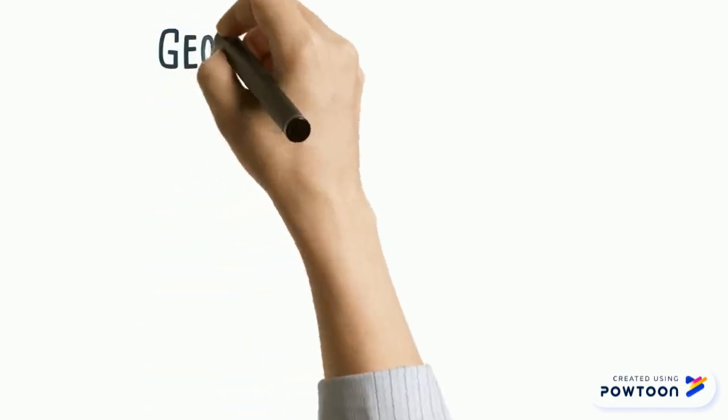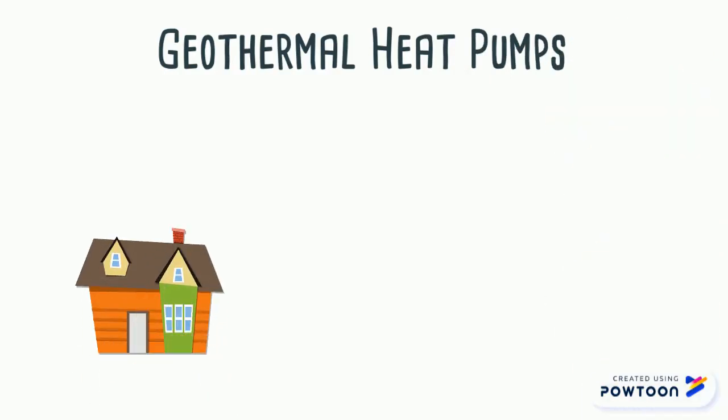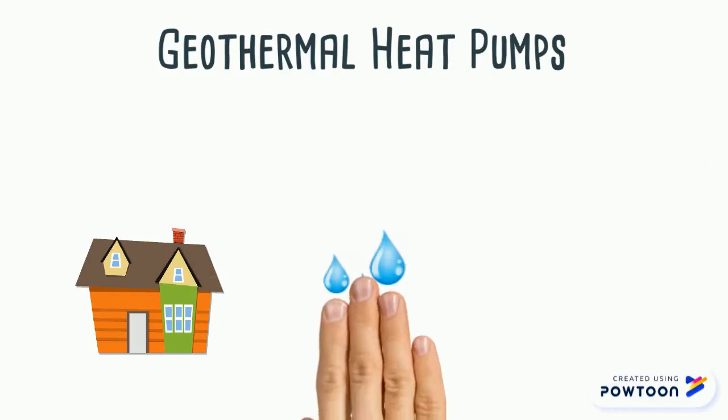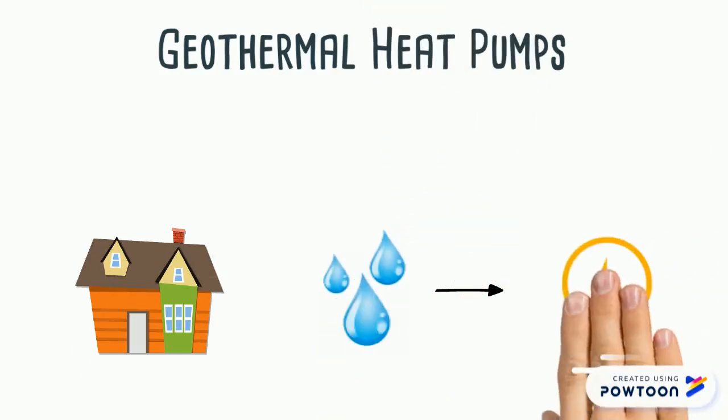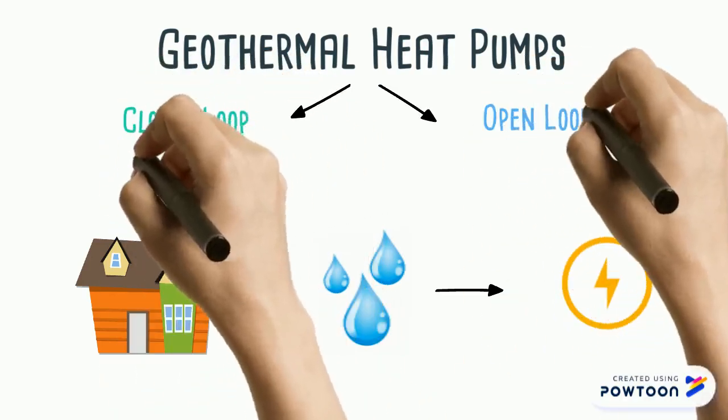There are also geothermal heat pumps, which are used in homes. They operate in the same way that geothermal power plants do. They bring water from the ground and turn it into energy. There are 2 different types of geothermal heat pumps: closed-loop systems and open-loop systems.